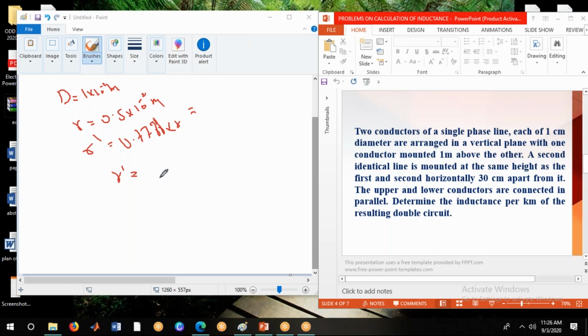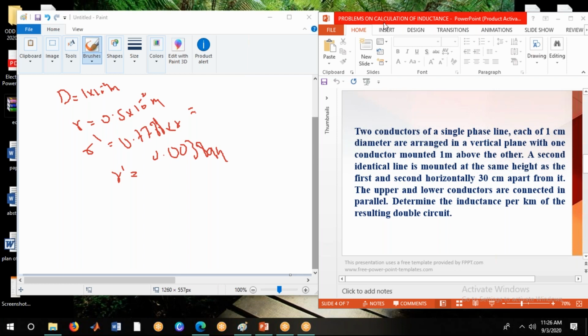Students, first of all, whatever parameters they have given in the question, you have to convert all parameters into meters. Then only you can proceed. Why? Because the formula we have is in the form of Henry per meter, right? So the answer for r dash is 0.003894. So r dash value is 0.003894. So this is what we have to calculate, that r dash.